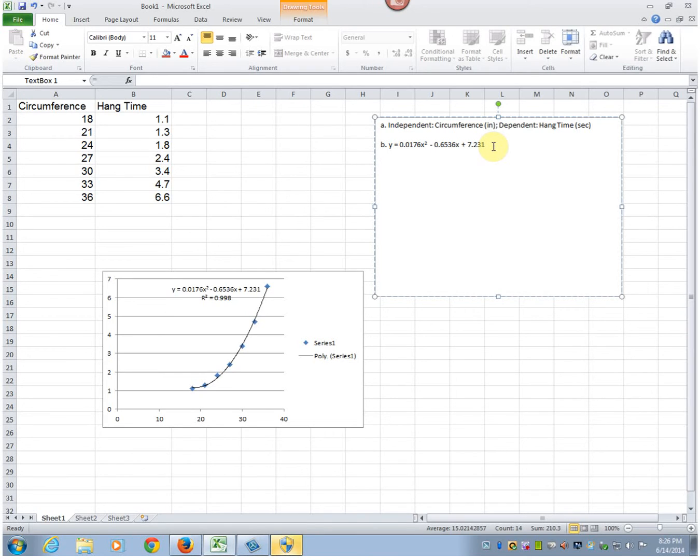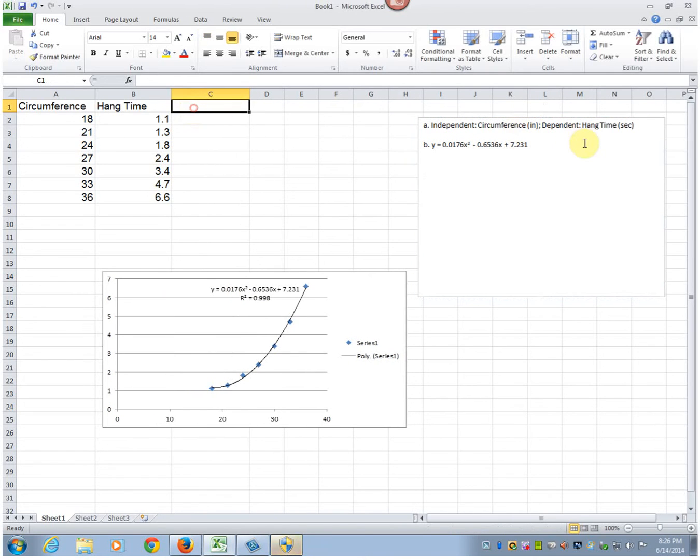Alright, what hang time will a circumference of 72 inches have? Well, let's get a set of prediction equations going here, or predicted values. So equals 0.0176 times my x value, which is my circumference, squared, minus 0.6536 times circumference plus 7.231.